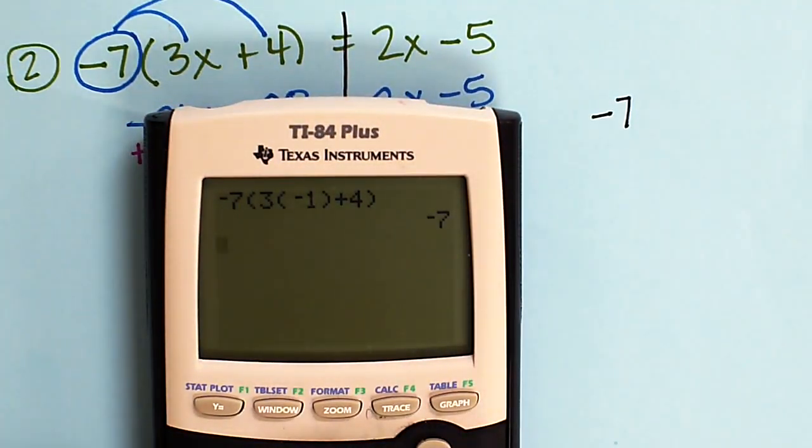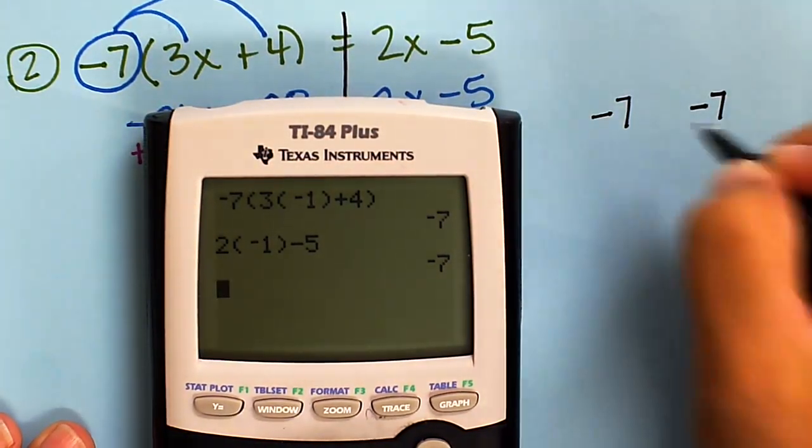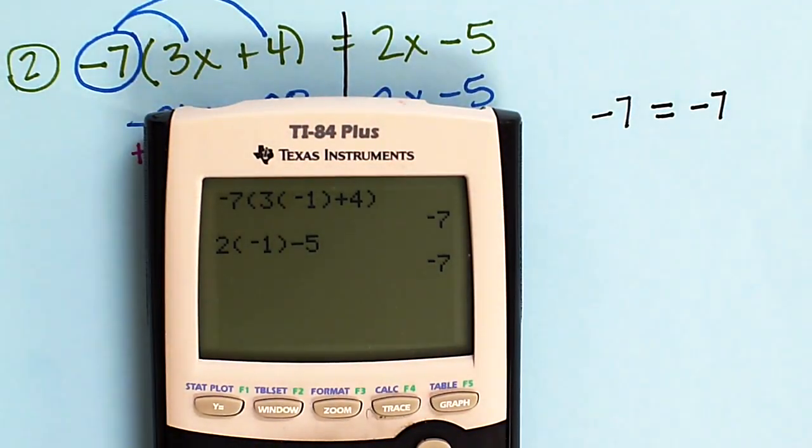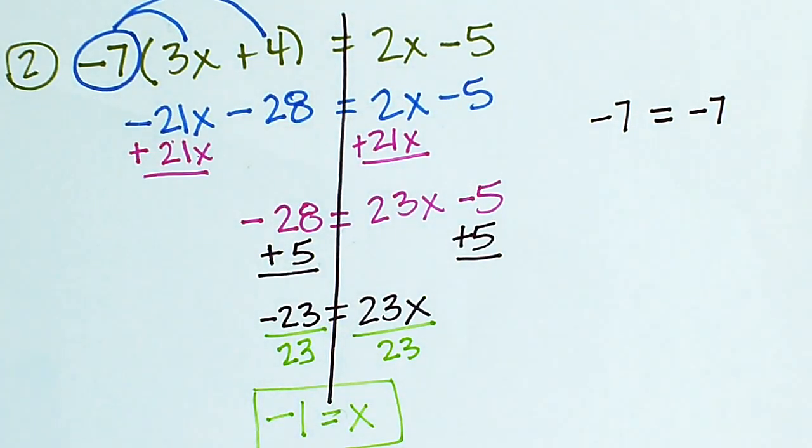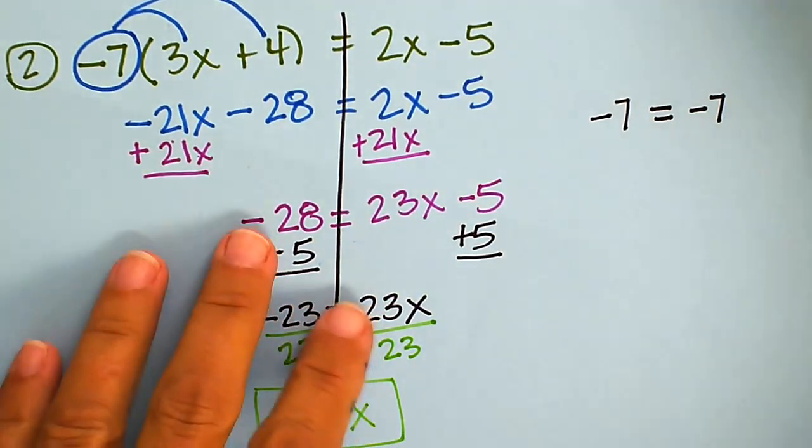Now I'm going to check the right side. 2 times negative 1, I'm plugging that in for x, minus 5 is negative 7. Negative 7 is equal to negative 7 is a true statement. Therefore, negative 1 is the answer to the problem. Okay? All right, let's do one more. Let's go to number 3.